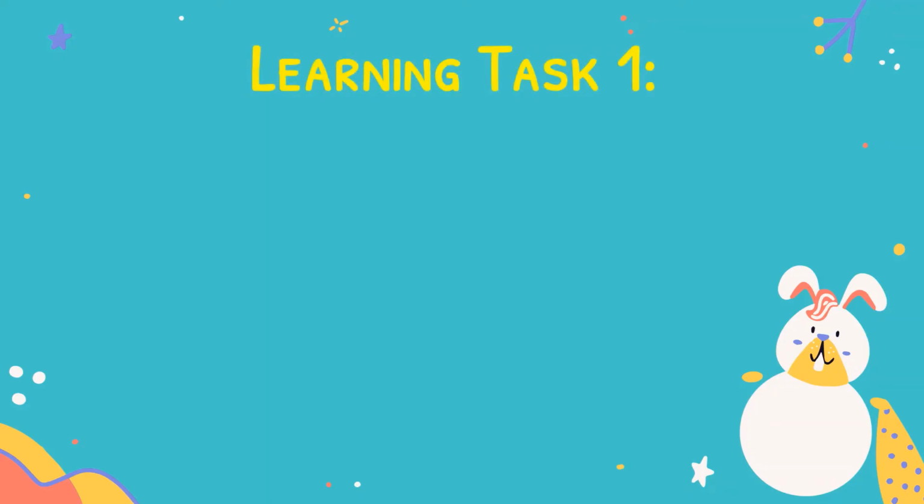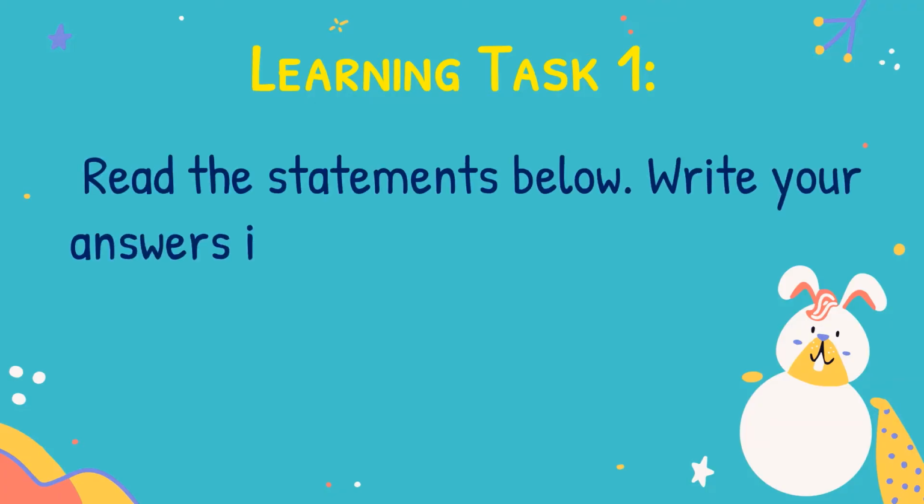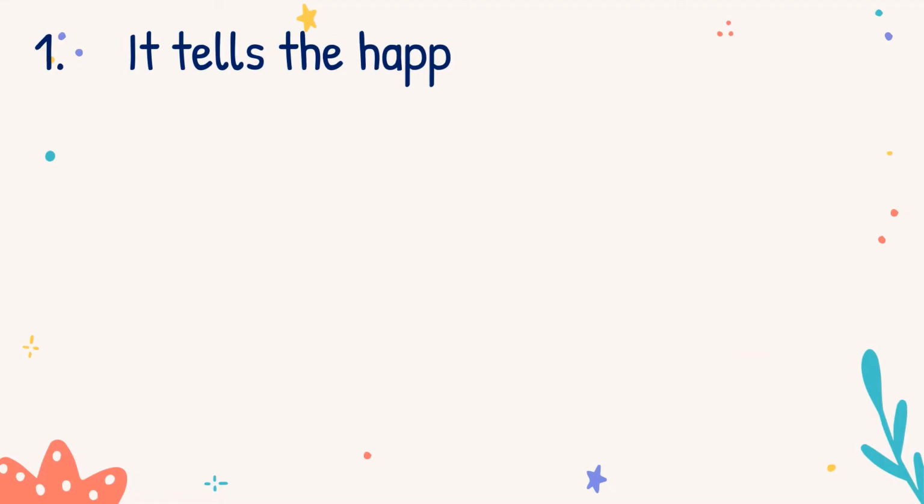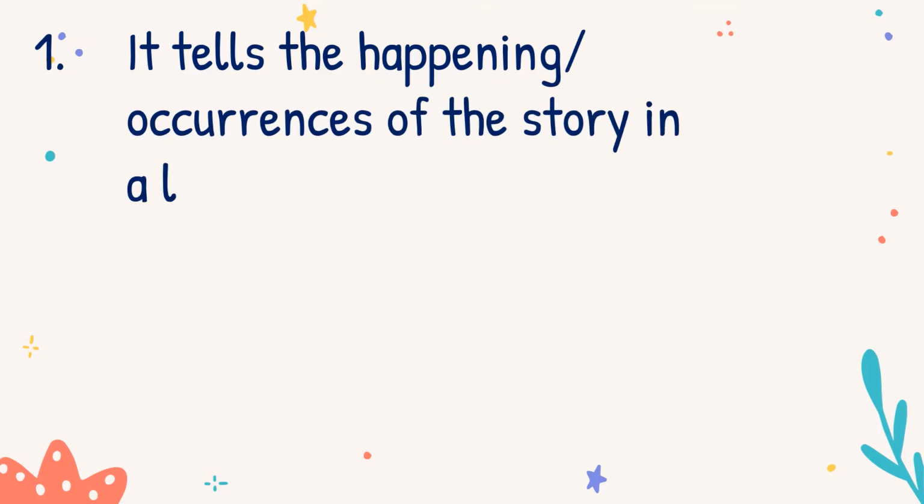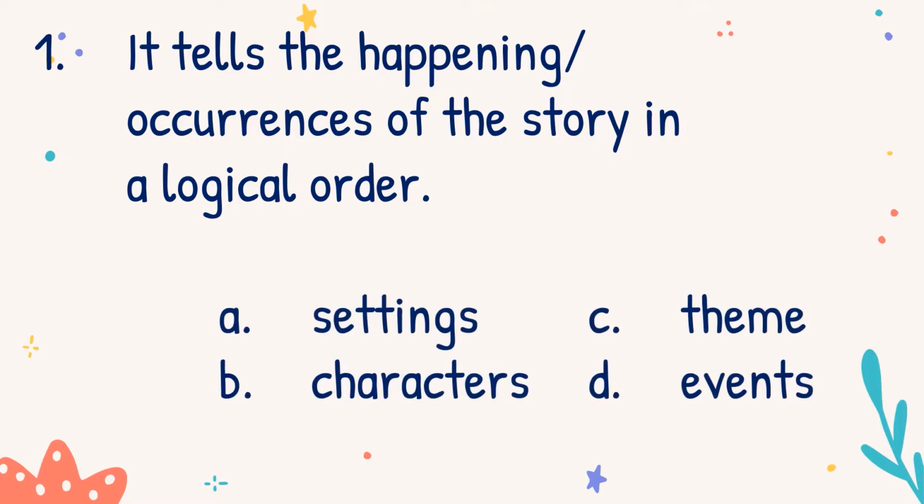Let us now try Learning Task 1. Read the statements below. Write your answers in your notebook. For number 1, it tells the happenings, occurrences of the story in a logical order. A. Settings. B. Characters. C. Theme. And D. Events. And the correct answer is letter D, events.